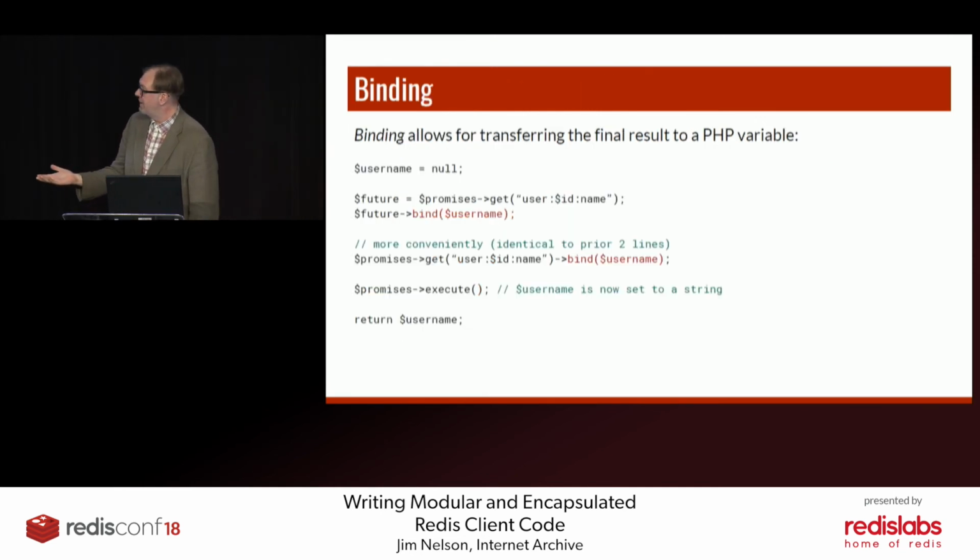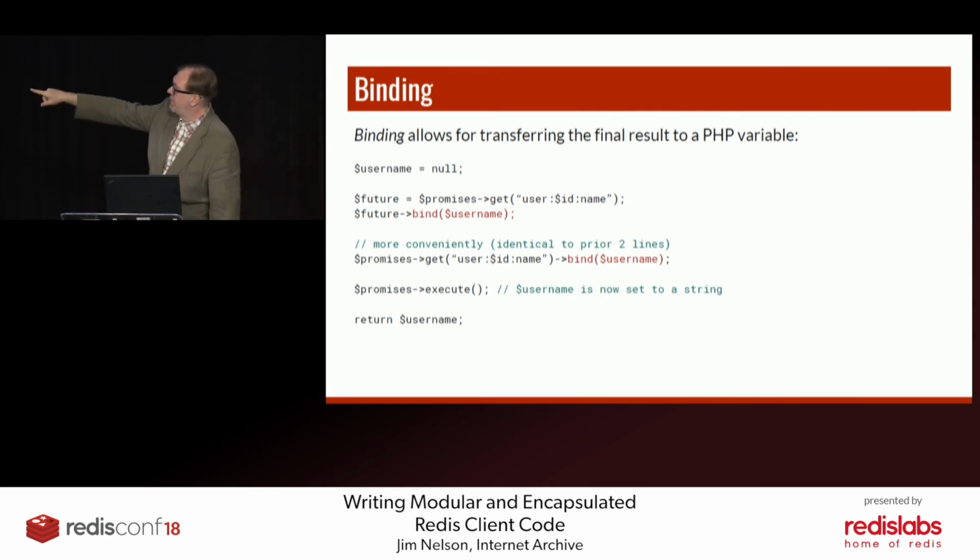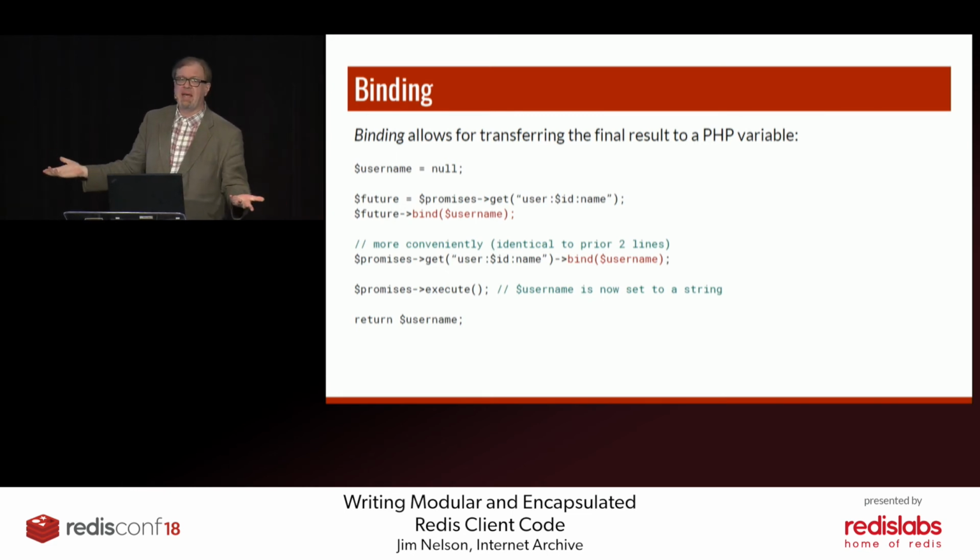Another operation is binding. Binding is a way to not have to deal with these futures. The username at the top is declared null. The second two lines of code do a get, and then the future is bound to that username. It stores a reference to the username. The next line does essentially the exact same operation, but we're doing fluent style programming, so we don't have to mess with the future. Mess with the future, sounds like a movie.